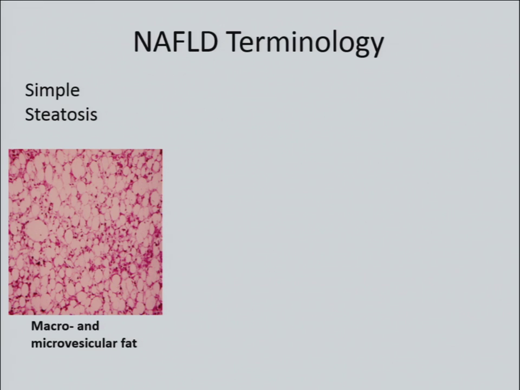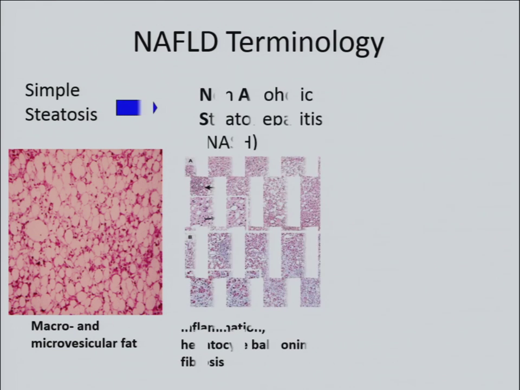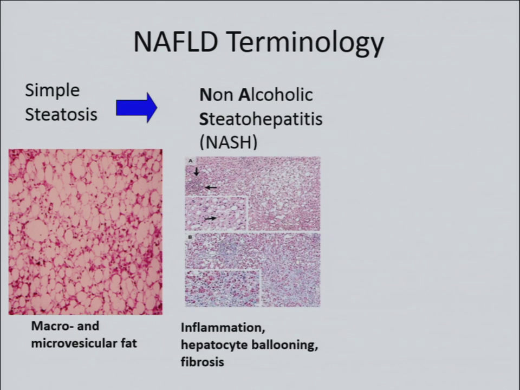So NAFLD terminology can be a little bit tricky. The term NAFLD, N-A-F-L-D, is an umbrella term that covers the full spectrum of disease. More specific terms include NAFL, which is often used to refer to simple steatosis, which is seen there on the left-hand side of the slide. Simple steatosis includes macrovesicular fat, but can also be a mixed picture with mostly macro and some microvesicular fat. NASH, or non-alcoholic steatohepatitis, is the form of NAFLD that includes some inflammation, hepatocyte ballooning, and fibrosis, in addition to the fat in the liver.